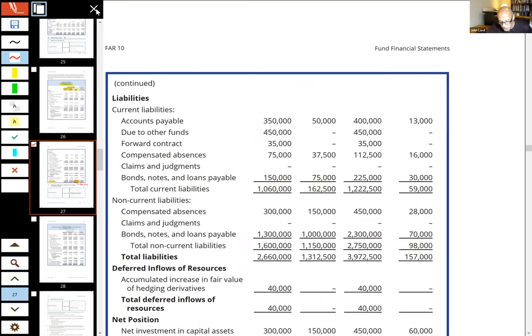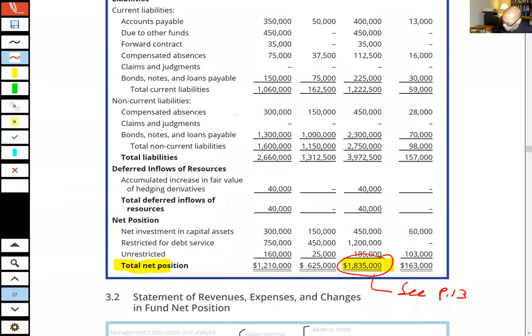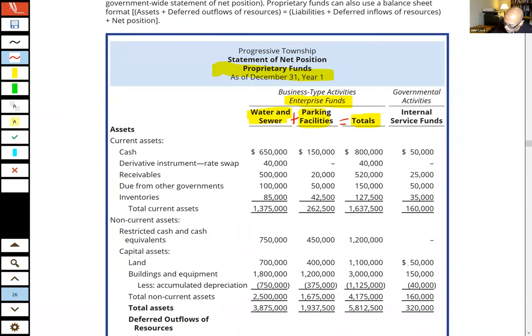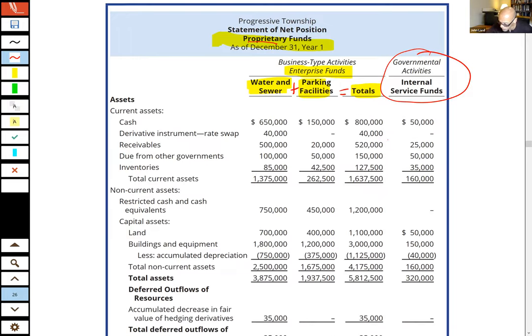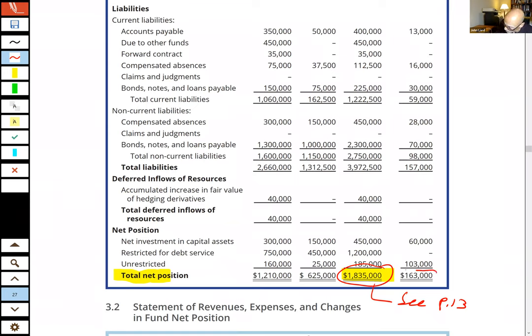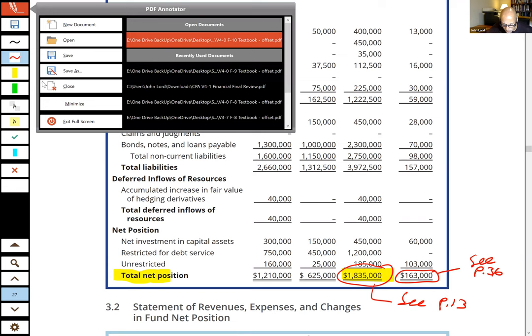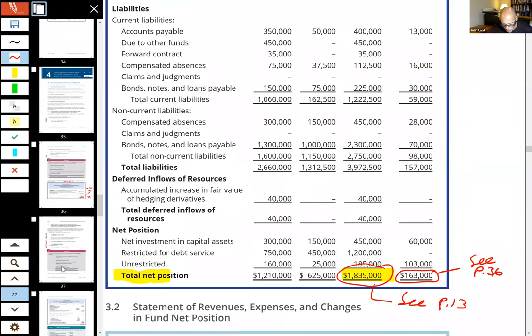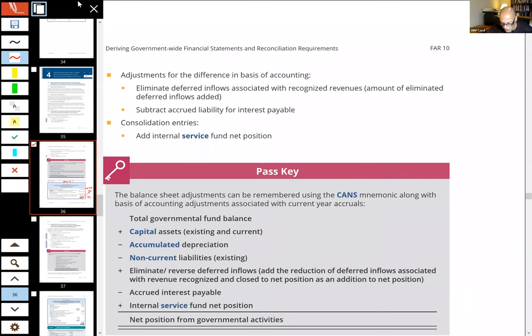When you look at page 27, you can see that we have the net position of the, and here now, even though we're on the statement of the proprietary funds, notice I'm picking up the internal service fund. Here's net position of 163,000. And when I stick that into the reconciliation, what page was the reconciliation on? 36. Thank you. See page 36. And now when I look at page 36, I see where that 163,000 came from.